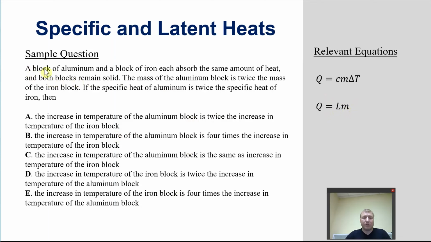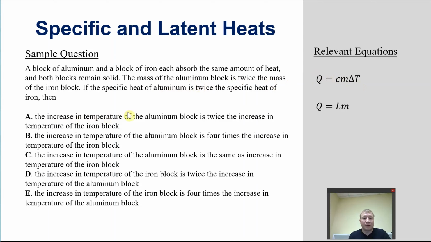Okay, so let's read this sample question carefully. It says a block of aluminum and a block of iron each absorb the same amount of heat, and both blocks remain solid. So the mass of the aluminum block is twice the mass of the iron block. If the specific heat of aluminum is twice the specific heat of iron, then... Okay, so you basically have to look at this formula here. We're given that the mass of the aluminum block is twice as large as iron, and the specific heat is twice as large as iron.